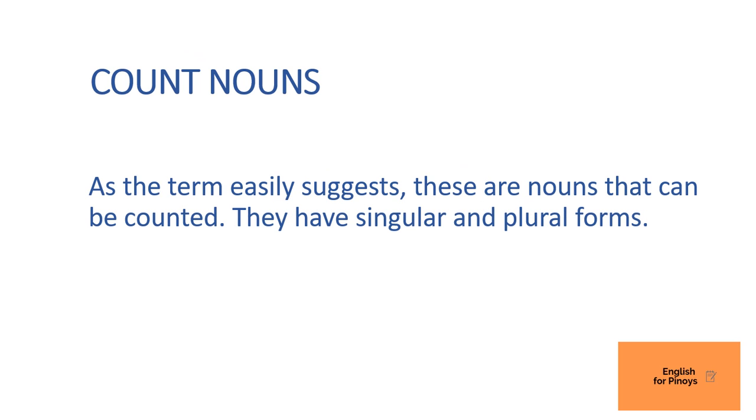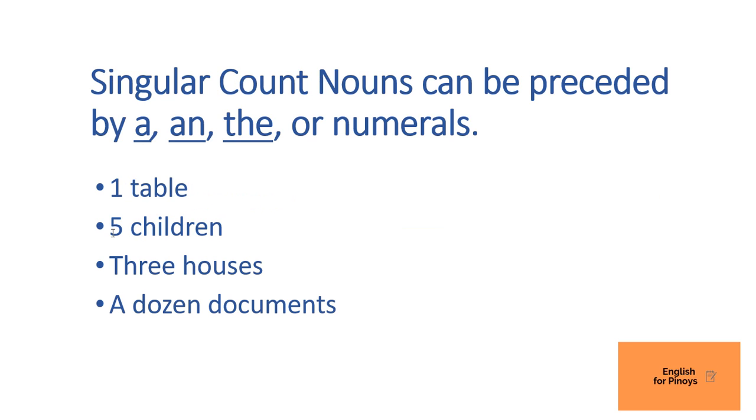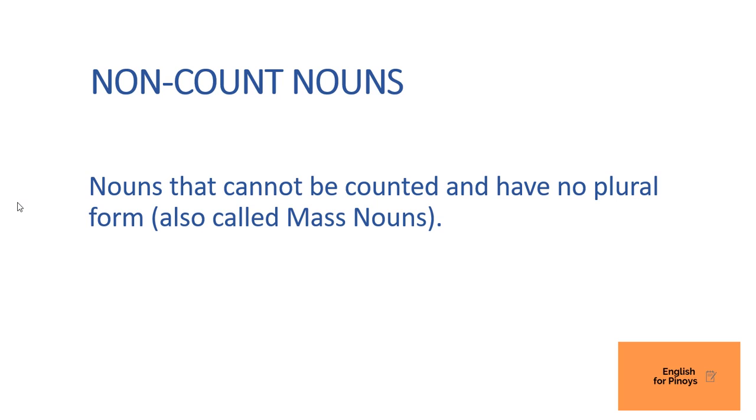Okay, so quick review. Count nouns, once again, are nouns that can be counted. They have singular and plural forms. They can be preceded by the articles a, an, or the, and then numerals. On the other hand, non-count nouns are nouns that cannot be counted, and they have no plural form, and they are also called mass nouns. Certain quantifiers can precede non-count nouns, like some, a little, a lot of. And we're going to talk about that in part 2 of this topic.